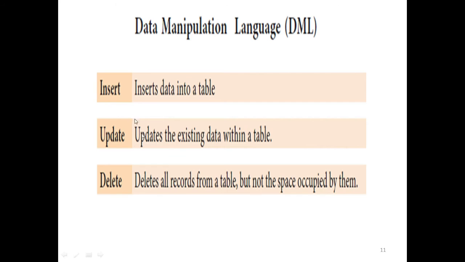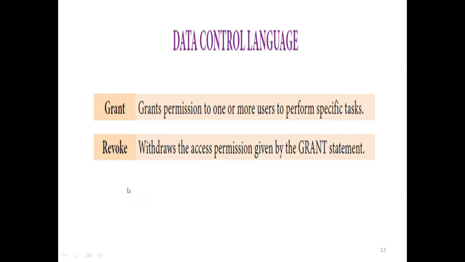Update means updating existing data within the table. For example, if you go through only 4 subjects, now you update the fifth topic. We give the update command. Delete means you already know, delete the records. It's a DML command: insert, update, and delete. It's 3 more questions for you.